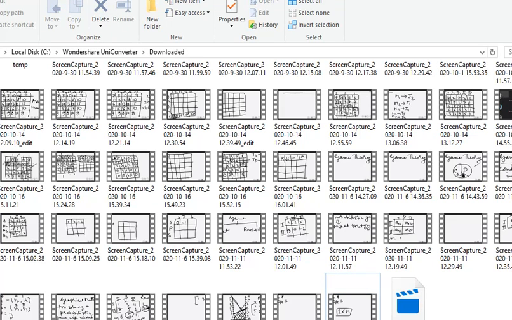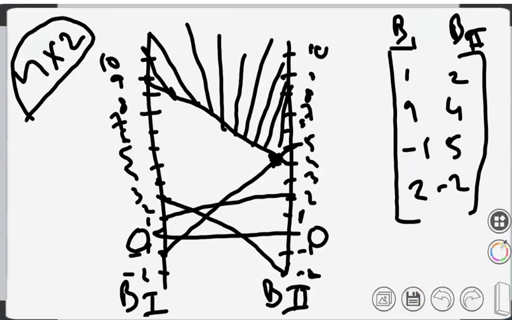So whenever, please write, whenever we are using the 2 cross n matrix, we have to choose the upper envelope, and the lowest point of the upper envelope is the optimum point. What is it called? It is called minimax.